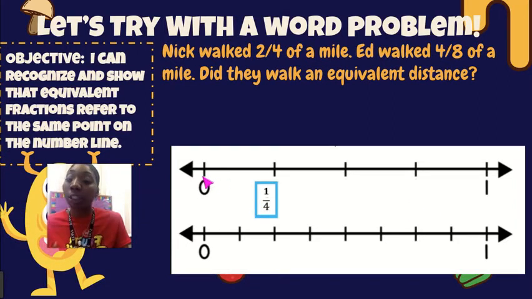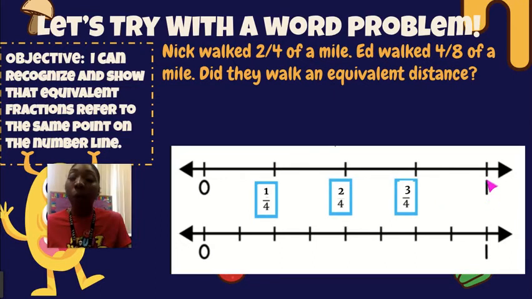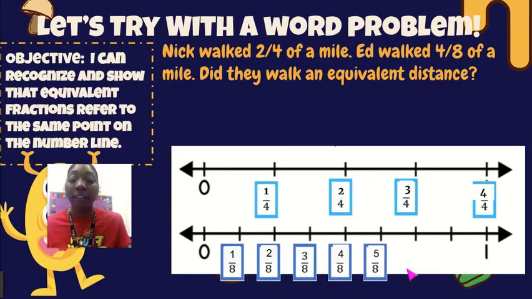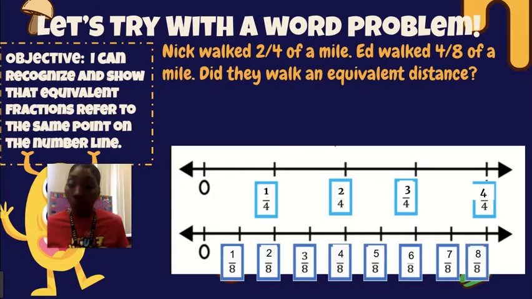So let's set up our number lines. I'm first going to label both of them from 0 to 1. And then I'm going to label the parts on my number line. So I know this is 1/4, 2/4, and 3/4. And we know that 1 is 4/4, or 1 whole. Now let's label our second number line. We have 1/8, 2/8, 3/8, 4/8, 5/8, 6/8, 7/8, and 8/8, or 1 whole.